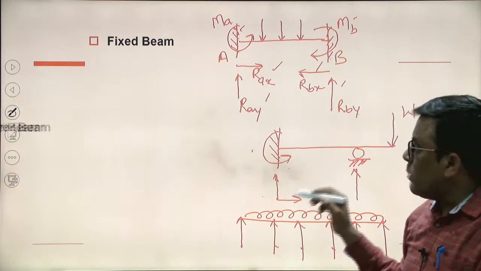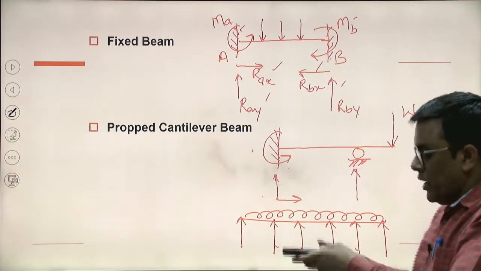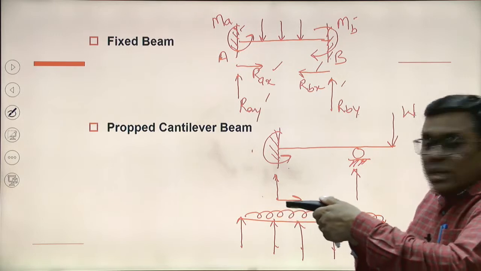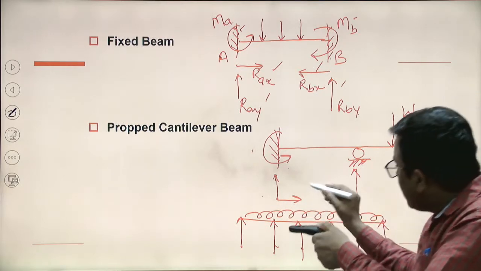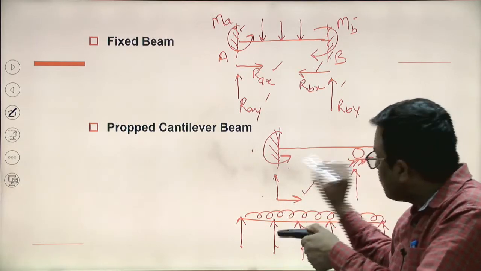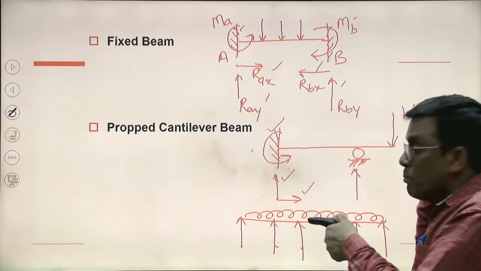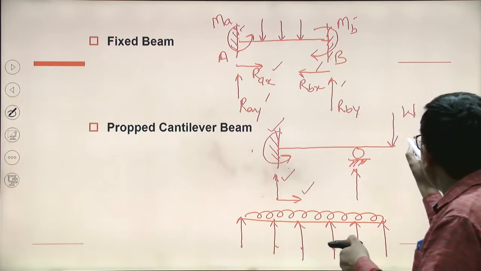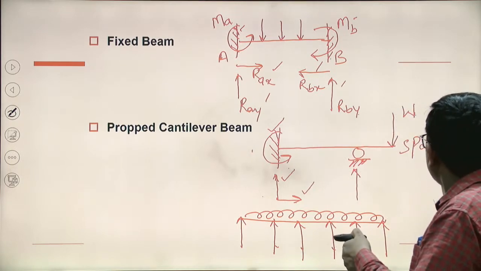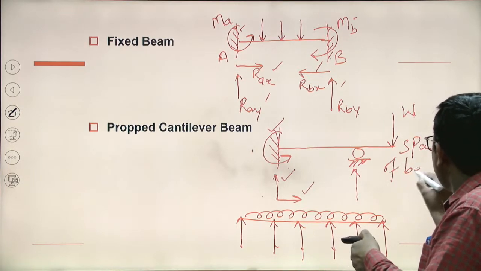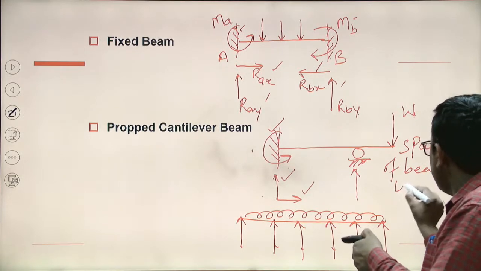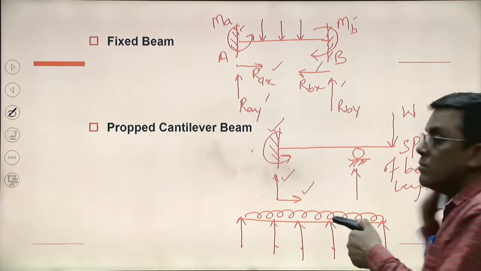Now where did I go? To the propped cantilever. Okay, there was a cantilever. So in a cantilever, how many reaction forces are there? 3: one horizontal reaction force, a vertical reaction force, and a moment. Okay. But if the span of the beam is very large, the beam is lengthy, then what will it be?